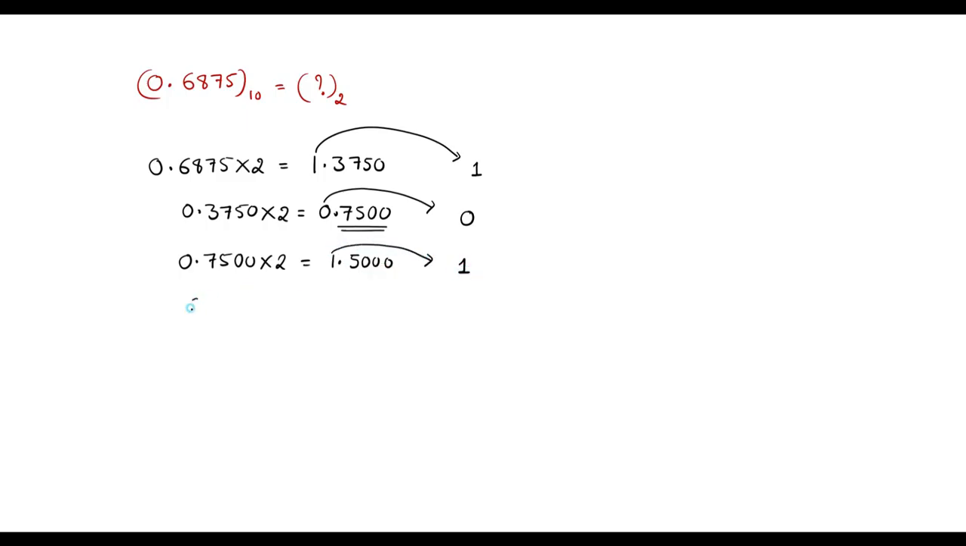Now again take the fraction part, that is 0.5000 into 2. Now the result will be 1.0000. So this integer part should be written here. Finally if we multiply this 0 with 2, again we will get 0. So we should stop the process. Therefore now I can write 0.6875, which is in decimal. The binary equivalent of this is 0. These values should be written from top to bottom order, 1011, that is 0.1011, which is in binary.